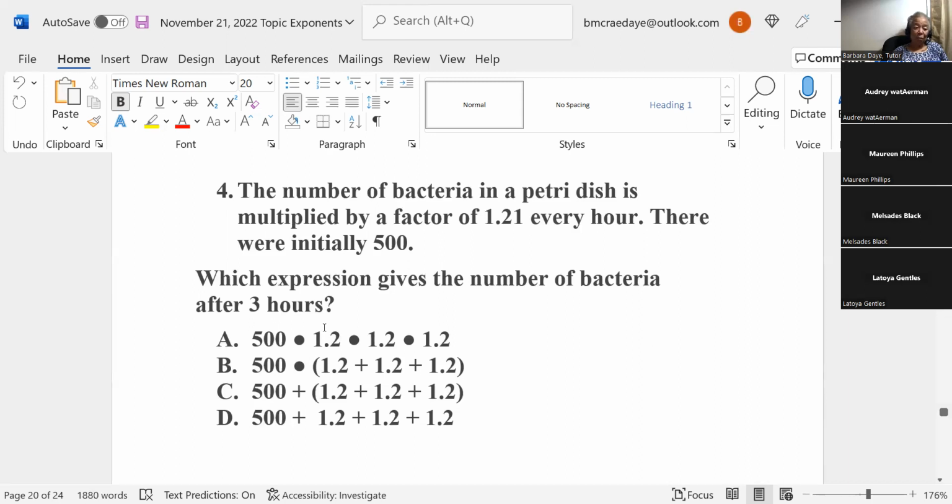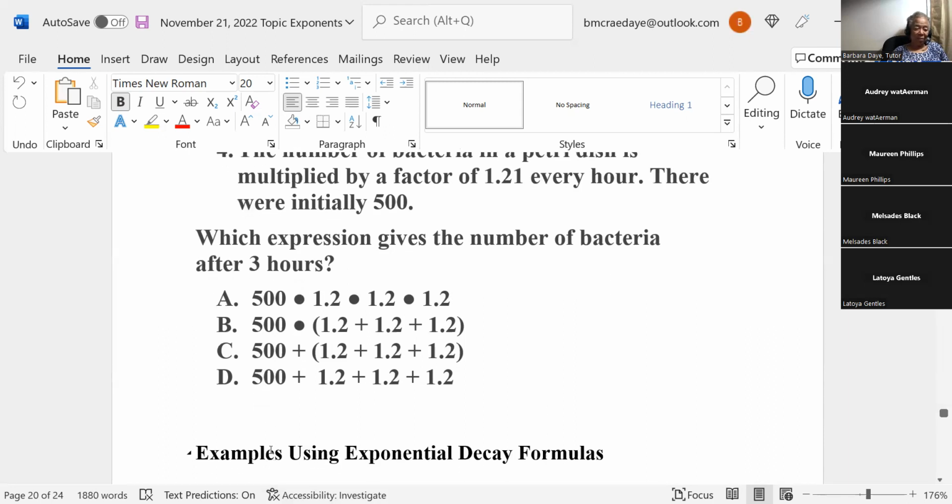Because it's 1.2, that's the 1.2 factor, and that's raised to the third power. The exponent is 3, which is the same as 1.2 times 1.2 times 1.2. You got it? No plus here. Bravo.